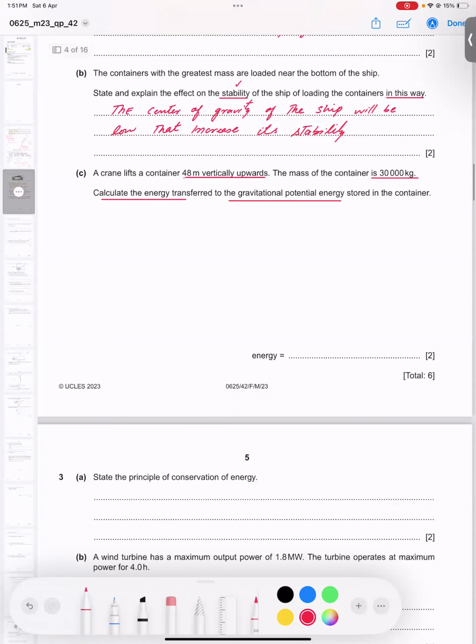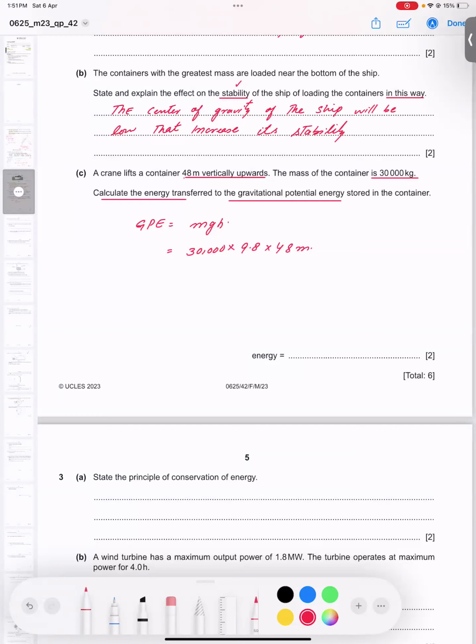We have to find out the gravitational potential energy. For gravitational potential energy, we have only one formula, and the examiner says to find the gravitational potential energy transfer. So the change in potential energy will be equal to mgh. The mass is given as 30,000, for gravity you will use 9.8 for the surface of Earth, and the height is given as 48 meters.